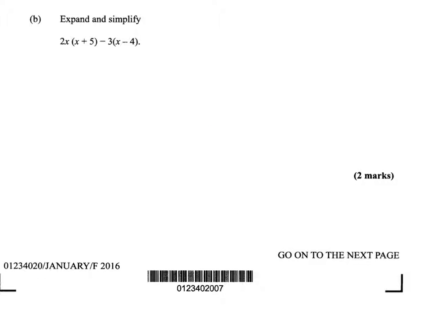Okay, to simply expand and simplify, we take the 2x and multiply by each thing in the bracket, and we take the minus 3 and multiply by each thing in the bracket. So 2x by x gives us 2x squared. 2x by 5 gives us 10x. But here we are careful with our negatives and our positives. So minus 3 by x gives us minus 3x. Minus 3 by minus 4 gives us positive 12.